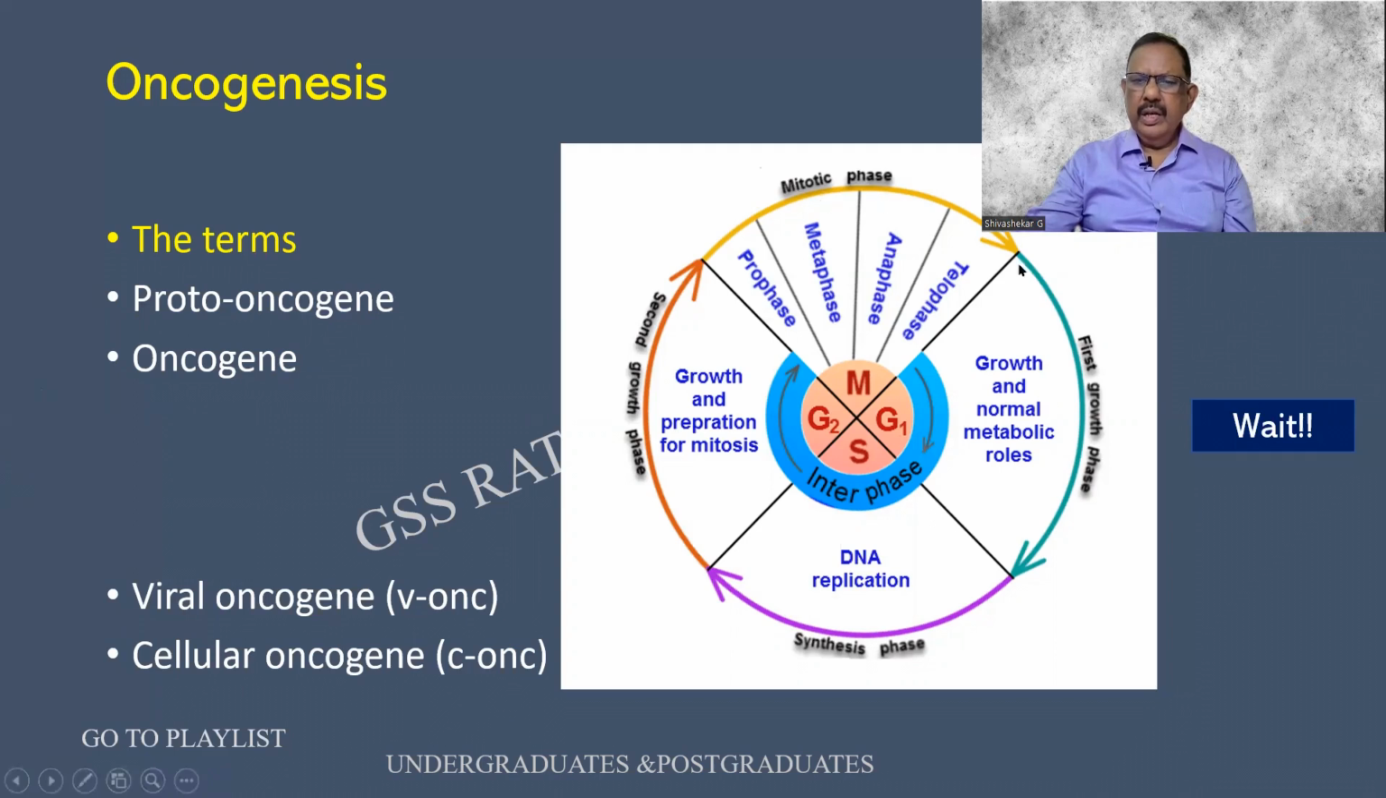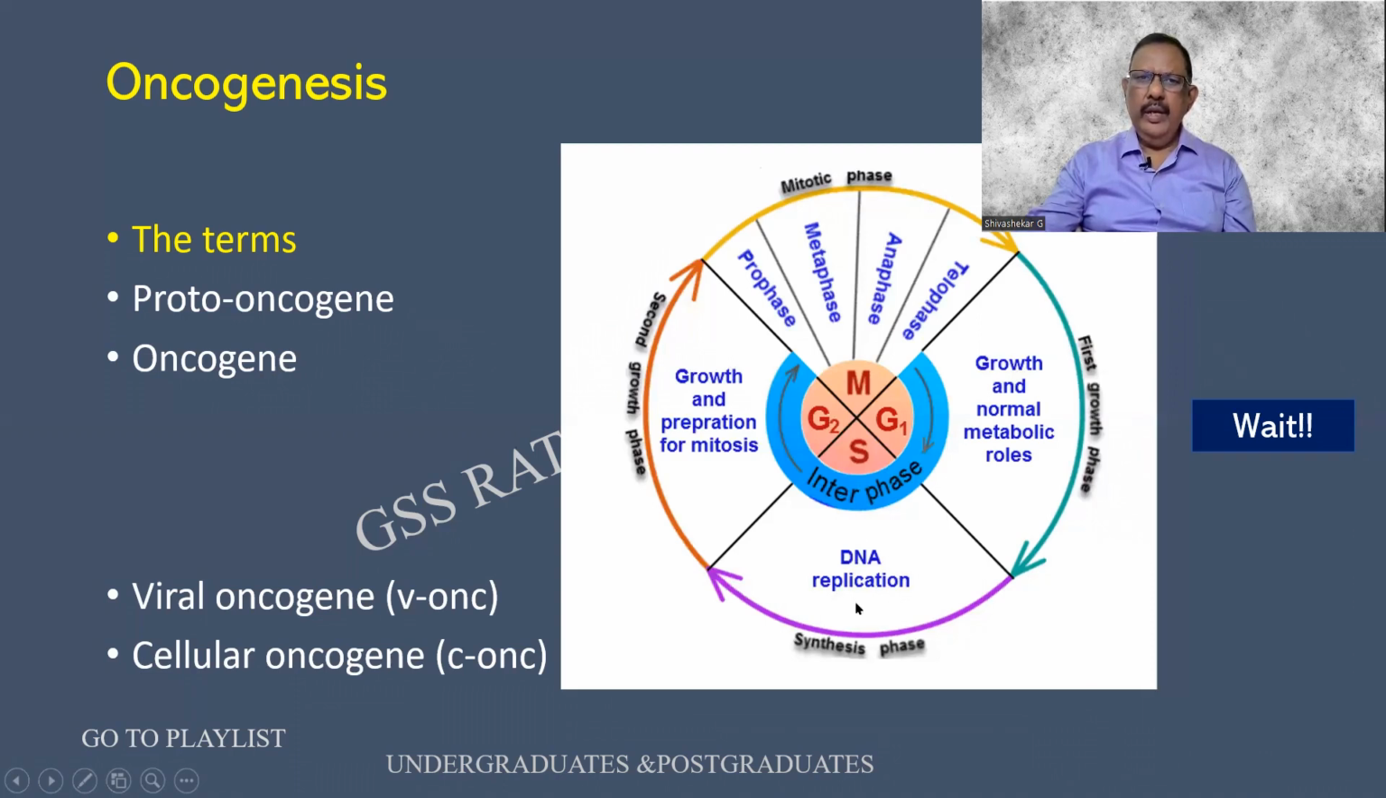This is a cycle of cell division. All of us know something about the mitotic phase. There is a prophase, metaphase, anaphase, and telophase. Cells do not continuously keep dividing. They take rest. And then there is a growth and a normal metabolic role that follows. This is the first growth phase.